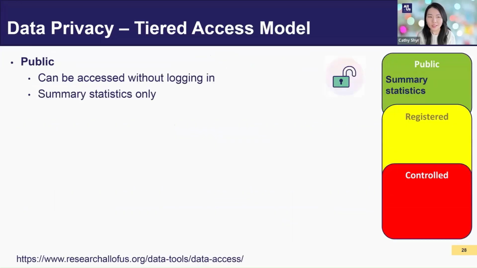To maintain participants' data privacy, the All of Us Research Program uses a tiered access model, and there are three main tiers. The first tier is the public tier, which I like to call the unlocked tier. Data from this tier can be accessed by anyone with an internet connection, and they don't have to log in. Within this tier, we only provide summary statistics and aggregate counts.